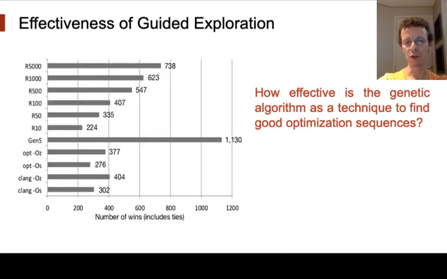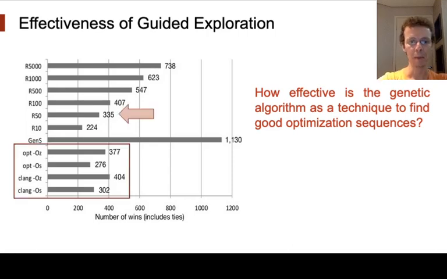This figure shows the number of times each method wins, including ties, in a universe of 1500 programs. Winning means generating the smallest program. Rx means drawing X random sequences of 100 optimizations per program, like R10 means 10 random sequences of 100 optimizations. Thus, these results indicate that LLVM default optimization levels are roughly equivalent to drawing 50 random optimization sequences of 100 elements each.